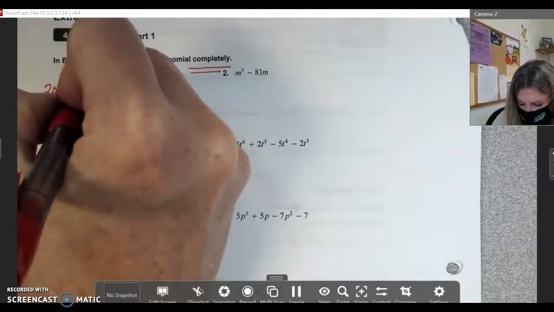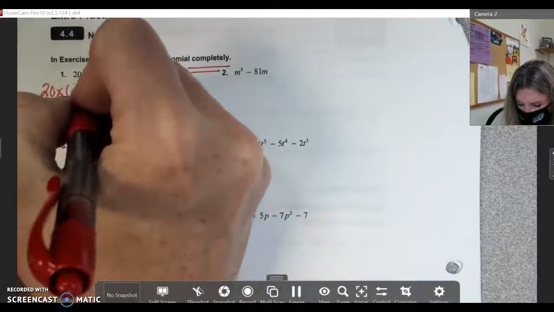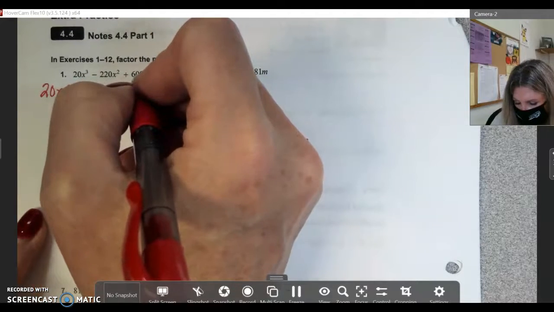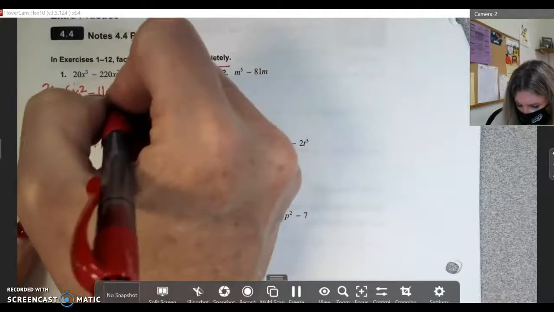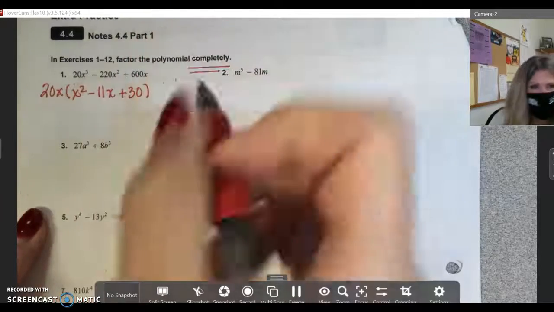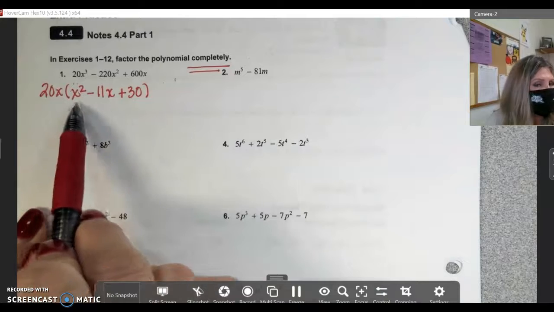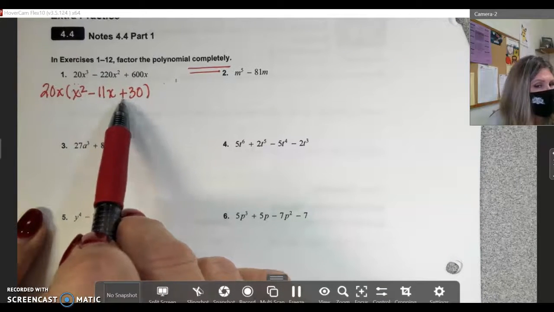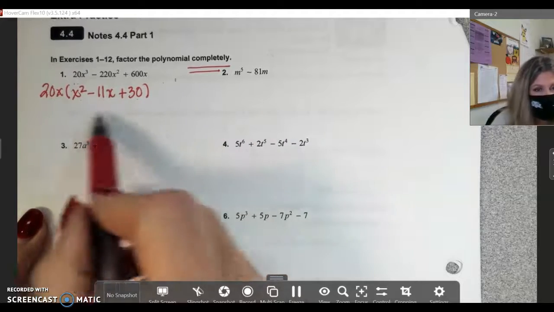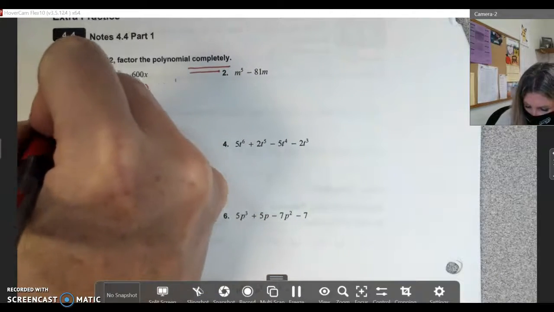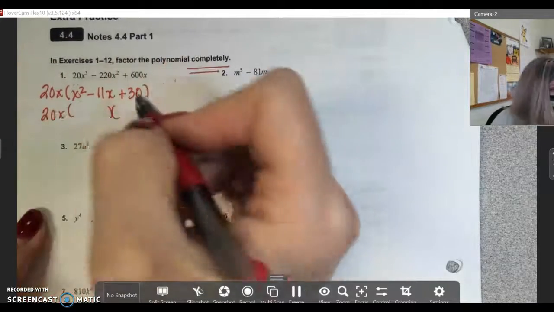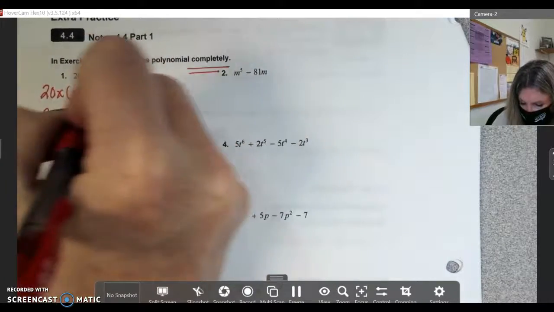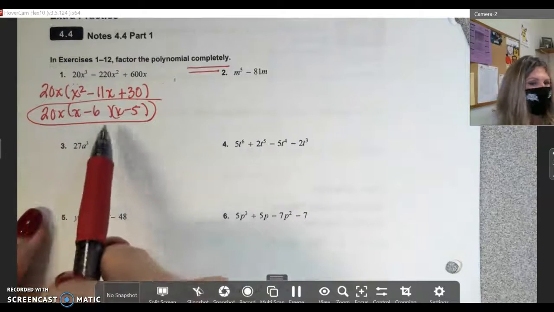Dividing this, I'm going to get x squared. Dividing this, I'm going to get minus 11x. Dividing this, I'm going to get 30, yeah. Now, to see if this is completely factored, I have to check this one. Are there numbers that multiply to be 30 and add to be 11? Yes, so this can be factored further. Does anyone know how that factors? Good. And now it is completely factored. There's nothing more we can do with it.